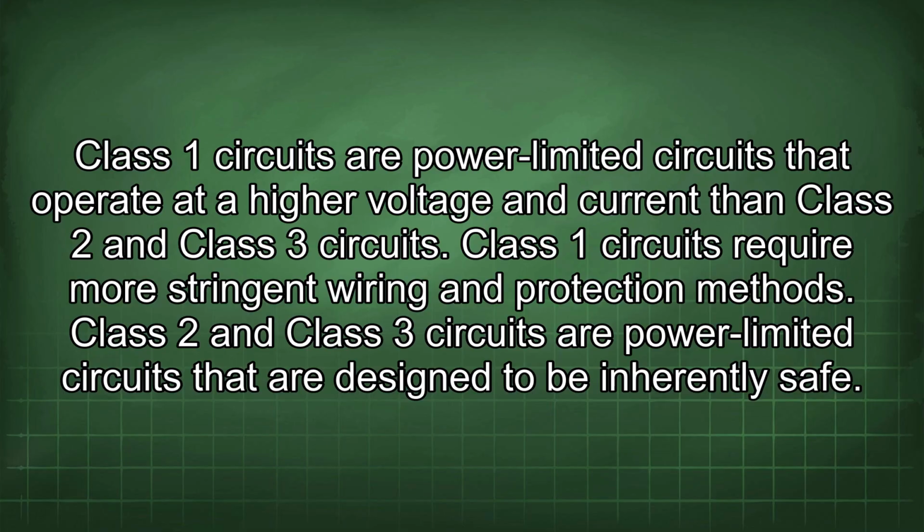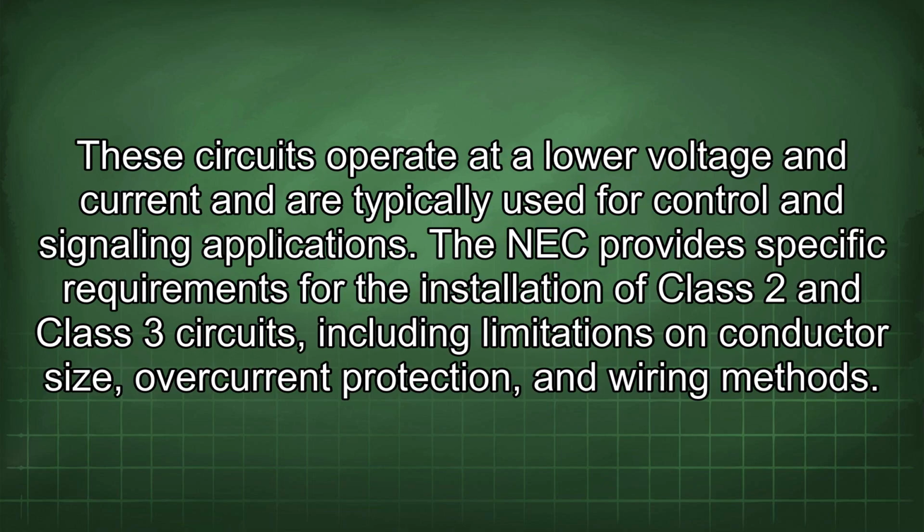Class 1 circuits require more stringent wiring and protection methods. Class 2 and Class 3 circuits are power-limited circuits that are designed to be inherently safe. These circuits operate at a low voltage and current and are typically used for control and signaling applications. The NEC provides specific requirements for the installation of Class 2 and Class 3 circuits, including limitations on conductor size, overcurrent protection, and wiring methods.